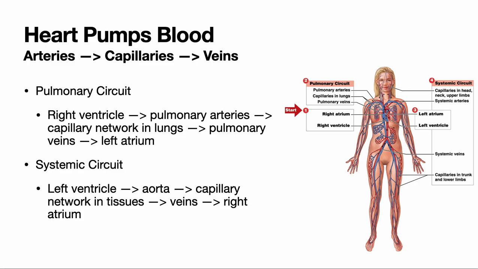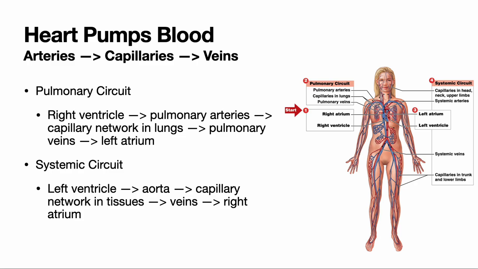And on the other hand, in the systemic circuit, we're going to see blood leaving the heart from the left ventricle via the aorta. So this is oxygenated blood. It's going to head out into the arterial networks, eventually reaching the capillary network. And then from there, the veins will pick up that blood from the capillary beds and return it to the heart via the vena cava into the right atrium. So, sort of two major circuits there to make sure we pay attention to.